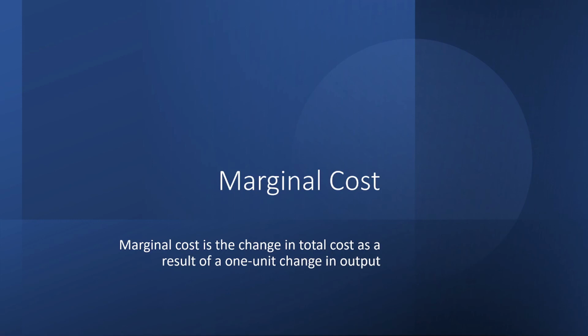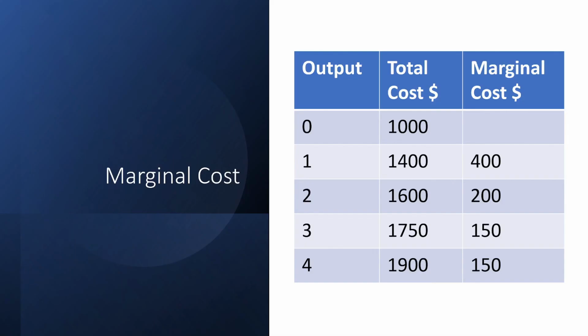On the other side, very simple. Marginal cost is where we're looking at it from the supplier's point of view now. Marginal cost is the change in total cost as a result of a 1 unit change in output. So let's look at a marginal cost table here. We've got a firm, and we'll just use output 0, 1, 2, 3, and 4.